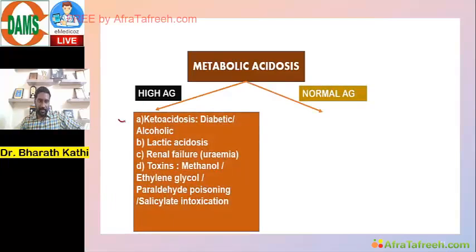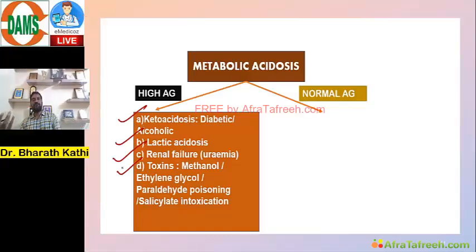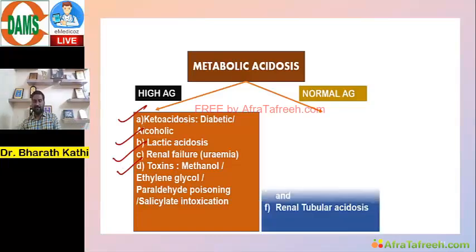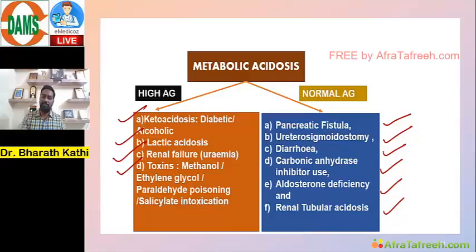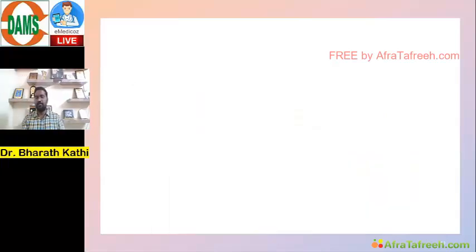High anion gap: ketoacidosis, lactic acidosis, renal failure, toxins. Toxins such as methanol, ethylene glycol, paraldehyde poisoning, salicylate intoxication. Normal anion gap we have due to pancreatic fistula, ureterosigmoidostomy, diarrhea, carbonic anhydrase inhibitor, aldosterone deficiency, and renal tubular acidosis. So why metabolic acidosis happens here? Why anion gap? Why normal anion gap? All is discussed in your regular classes. So this is just a must know session. You should know these conditions responsible for normal or high anion gap metabolic acidosis.